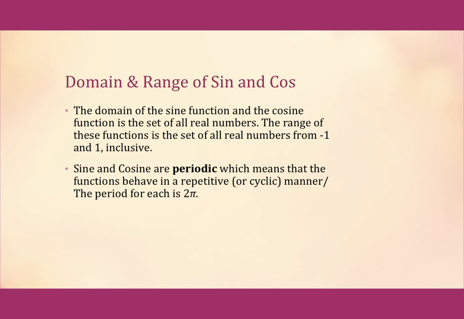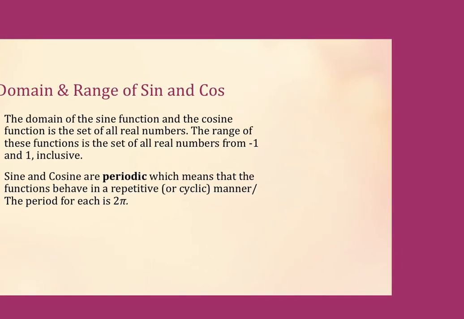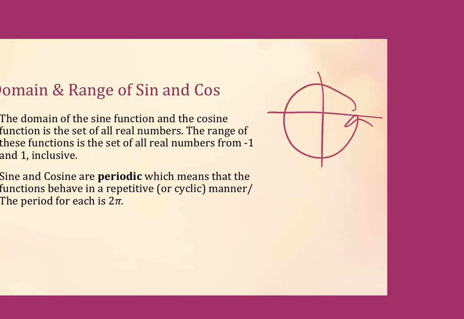All right, domain and range of sine basically says the domain of the sine and the cosine function is the set of all real numbers. So domain is your x coordinates. As you go around your unit circle, you will notice that your x values are negative, positive, 0, 1, bigger than 1, less than 1, okay? Which means there's no restriction on the domain. The range of these functions, which is the y, is the set of all real numbers from -1 to 1, which means the range of sine and cosine can never be less than -1 or bigger than 1.